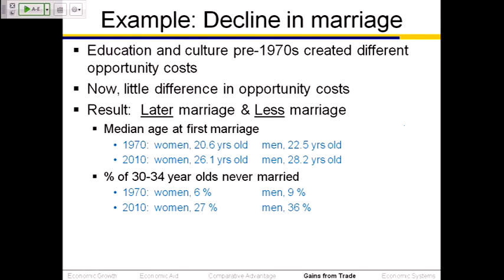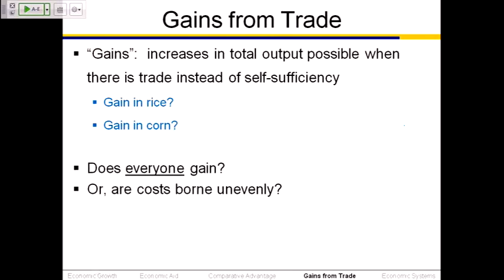What about postponing marriage? The percentage of 30 to 34-year-olds never married: in 1970, women 6%, men 9% of 30 to 34-year-olds had never married. By 2010, 27% of women and 36% of men ages 30 to 34 had never married. Huge differences in marriage patterns because there are no longer huge differences in opportunity costs, no longer as much gain from trade, therefore less specialization and trade, less marriage. Now, the question that we often ask, and this gets back to what we said before, is does everyone gain?